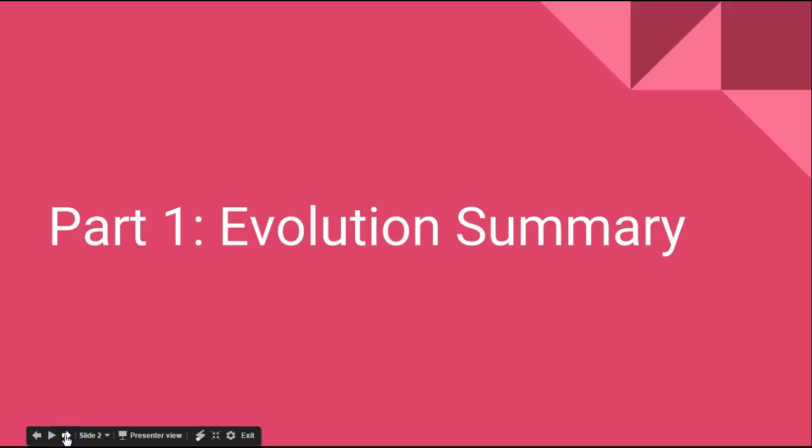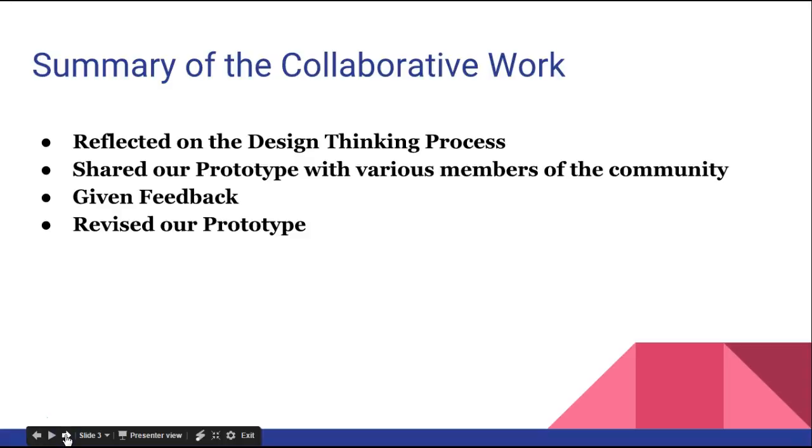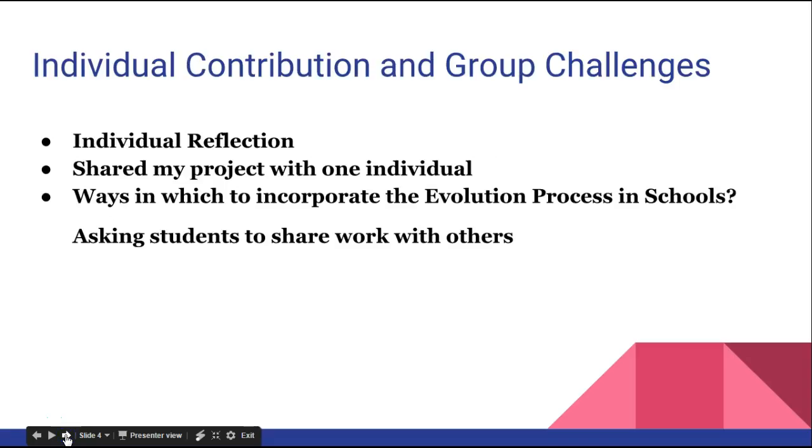So part 1 for the evolution summary. This week, we worked collaboratively as a group to finish the evolution phase of our prototype of the design thinking process. We reflected on the design thinking process and our prototype itself. We also shared our prototype with various members of the community. We were given feedback. We organized the feedback and explained who we shared our prototype with, and we also revised our prototype according to the feedback that we have received.